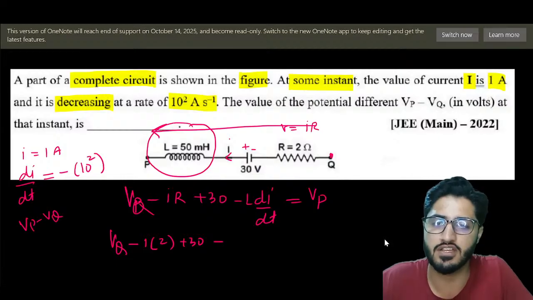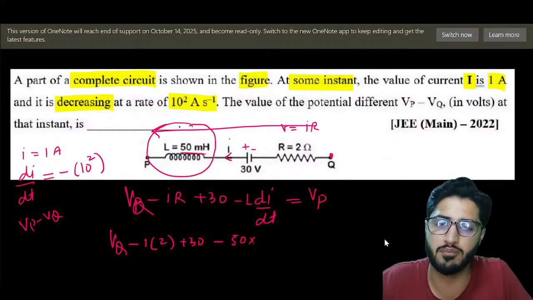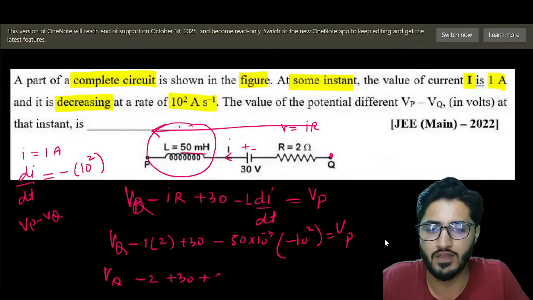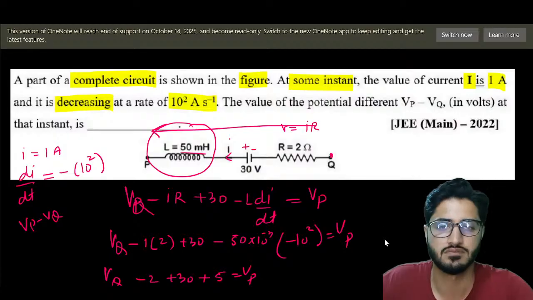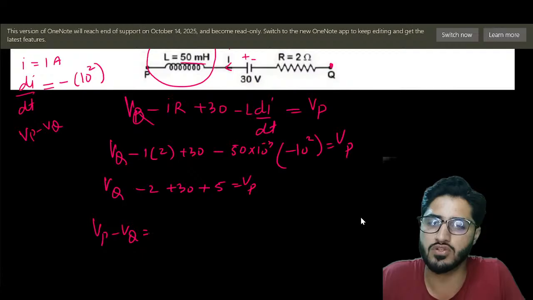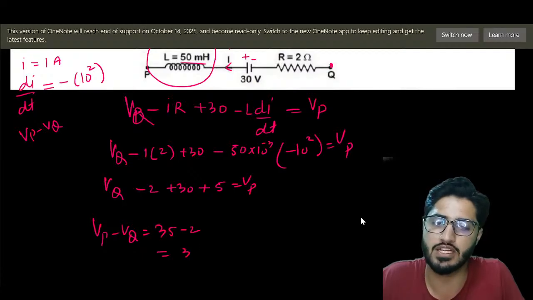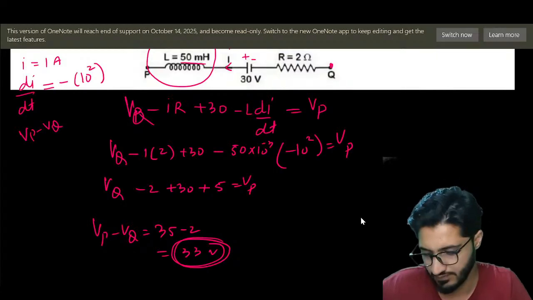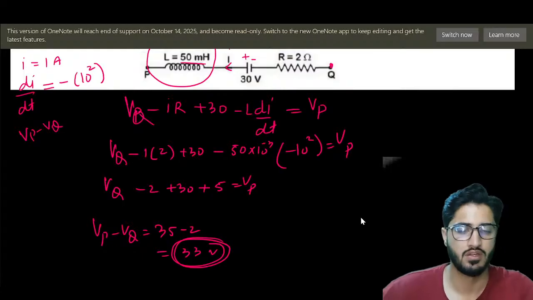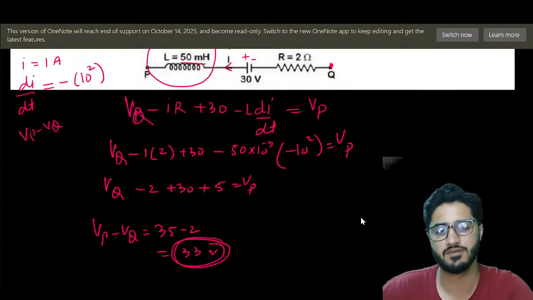L is given to us, yes, it is 50 millihenry. Di by dt is minus 10 to the power 2, equals Vq. Look, Vq came out to be minus 2 plus 30 plus 5, which is 33 only, equals Vq. So Vp minus Vq equals 35 minus 2, it came out to be 33 volts. It is 33 volts.